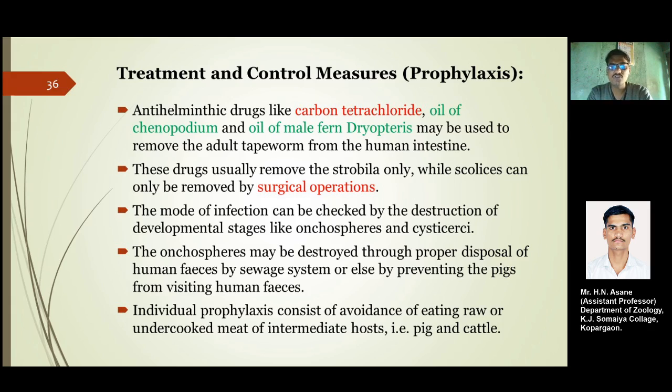The mode of infection can be checked by destroying the developmental stages like oncospores and cysticerci. The oncospores may be destroyed through proper disposal of human feces by sewage systems, and by preventing pigs from visiting human feces.